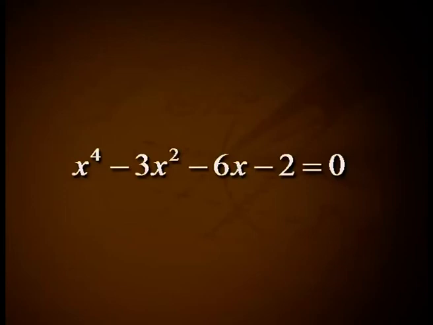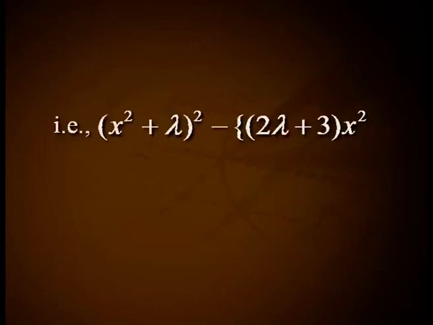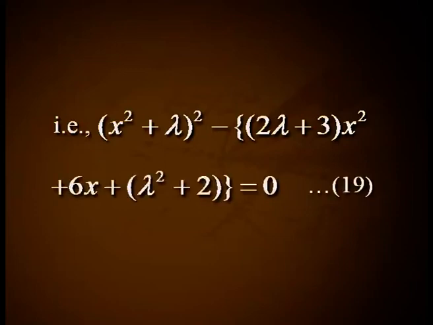Example 6. Solve x⁴ − 3x² − 6x − 2 = 0. Solution. We write the given equation as (x² + lambda)² − 2 lambda x² − lambda² − 3x² − 6x − 2 = 0. That is, (x² + lambda)² − [(2 lambda + 3)x² + 6x + lambda² + 2] = 0, equation 19.